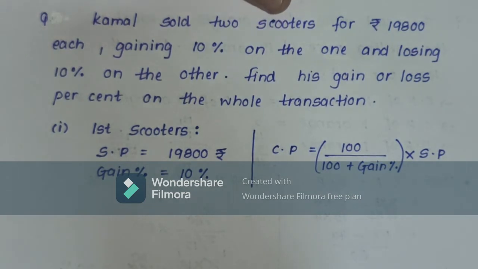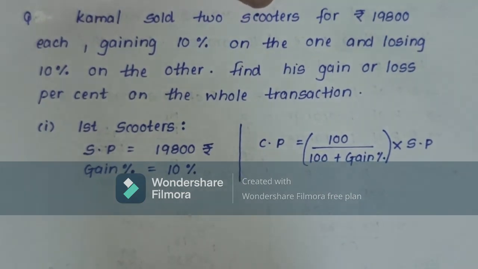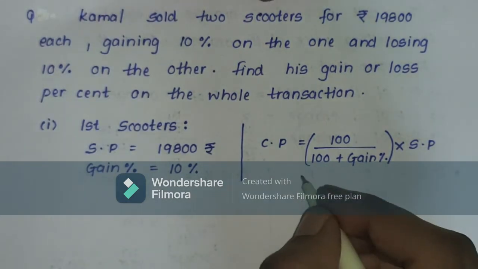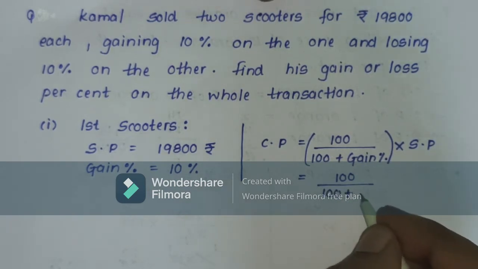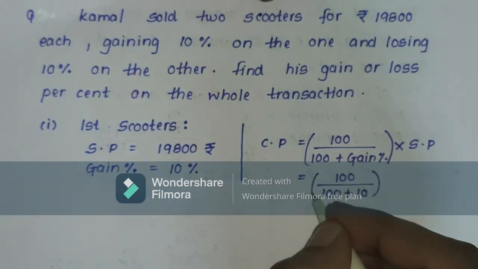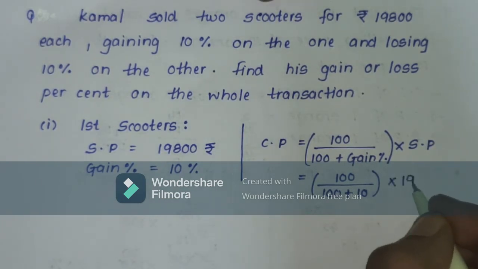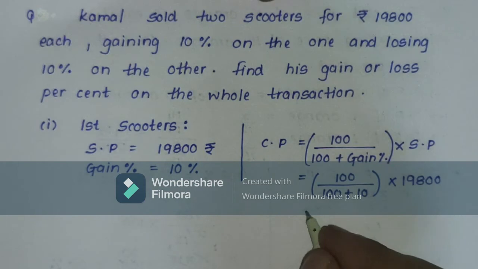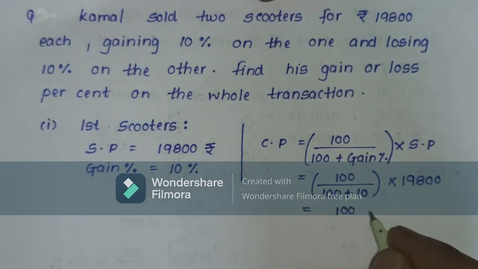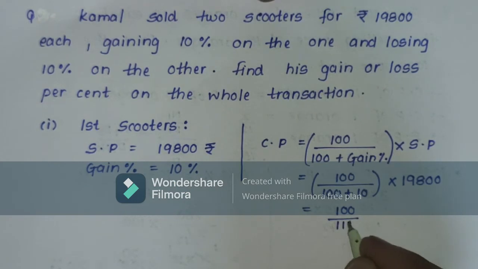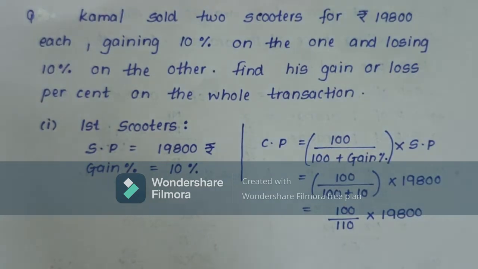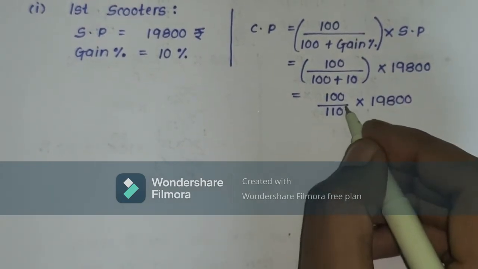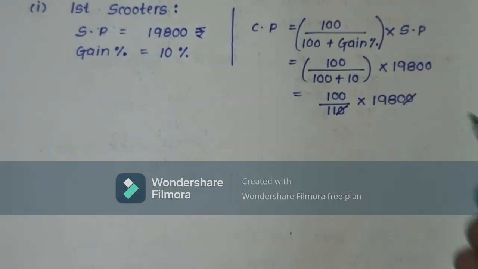Okay, so let us find the CP for the first scooter. Okay students, now 100 upon 100 plus gain is how much? 10. And what is the SP? 19800. So that means, student, we can cancel 1 0 from the denominator and 1 from the numerator.